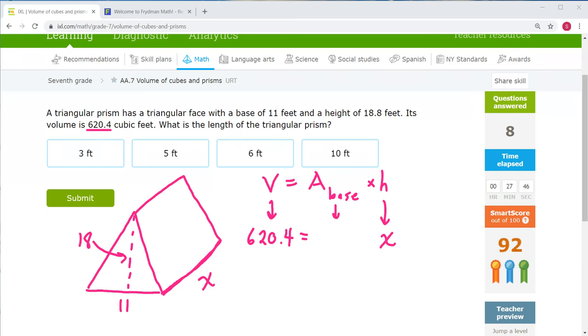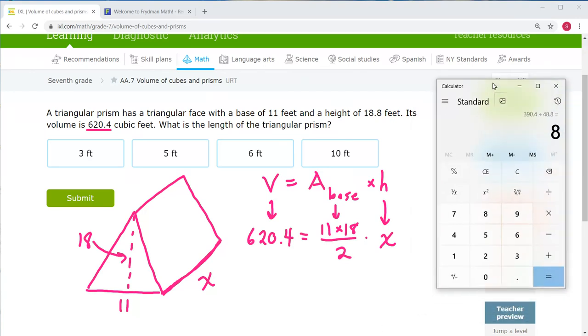We have the length of 11 times the height of 18 divided by 2. And this is getting multiplied by x. I'll use a dot over here because if I use the x for the multiplication symbol, then it looks confusing being next to this other x. So I'll just use the dot symbol to represent multiplication there. So this is not too hard, actually. It looks messy, but it's not too hard.